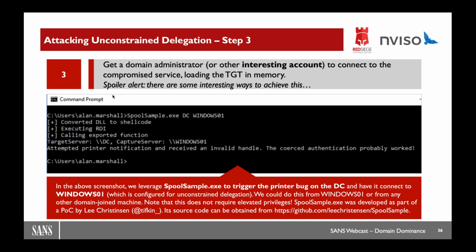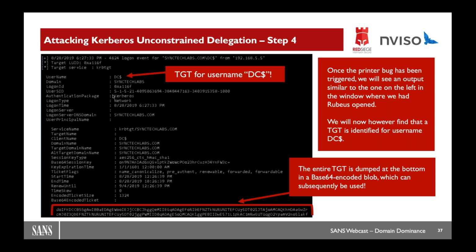So what happens? We'll give it a bit of information. It will say, look, attempted printer notification and receiving invalid handle, the coerced authentication probably succeeded. Okay. Probably, right? That's always the thing with pen testing. You're never sure, right? So next up, we check our Rubeus window again, and what do we see here?